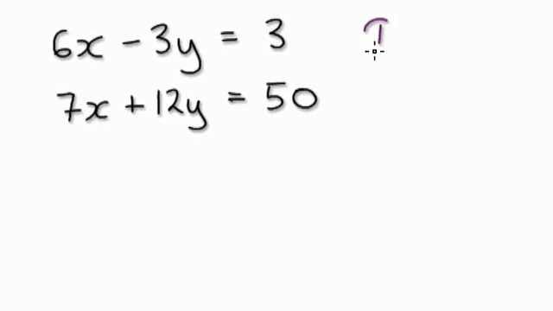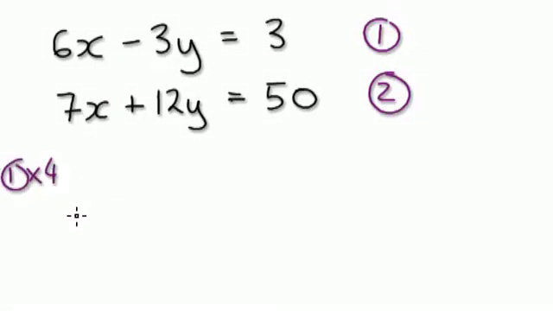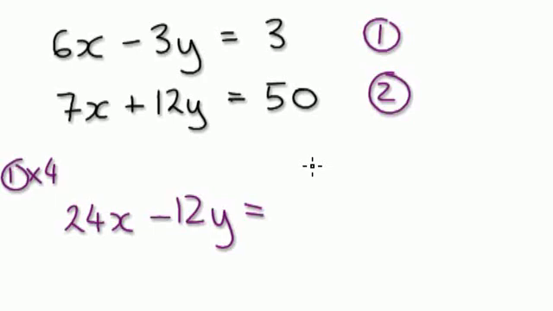So let's call this equation 1, equation 2. We are going to get equation 1 and then times everything by 4. Okay, so this will become equation 1 times 4. So this will become 24x minus 12y, and then this will be 12.